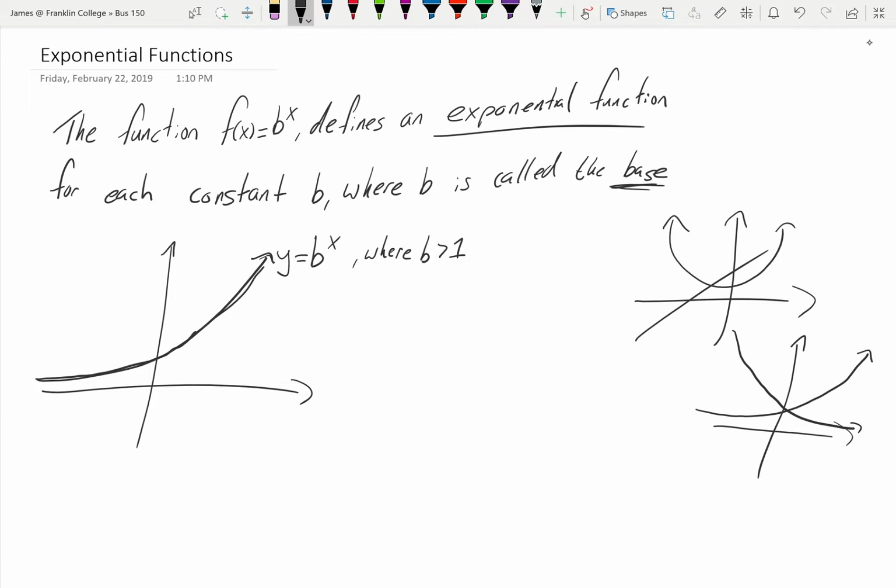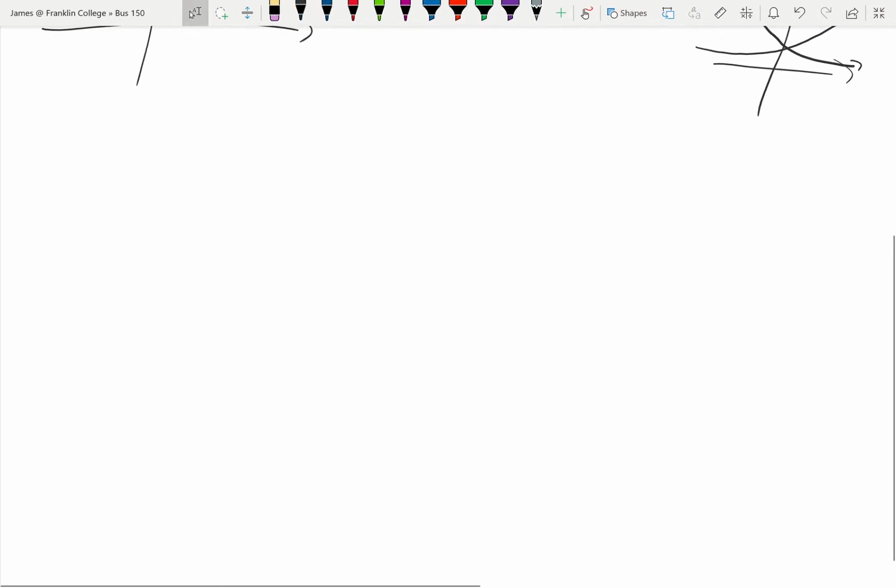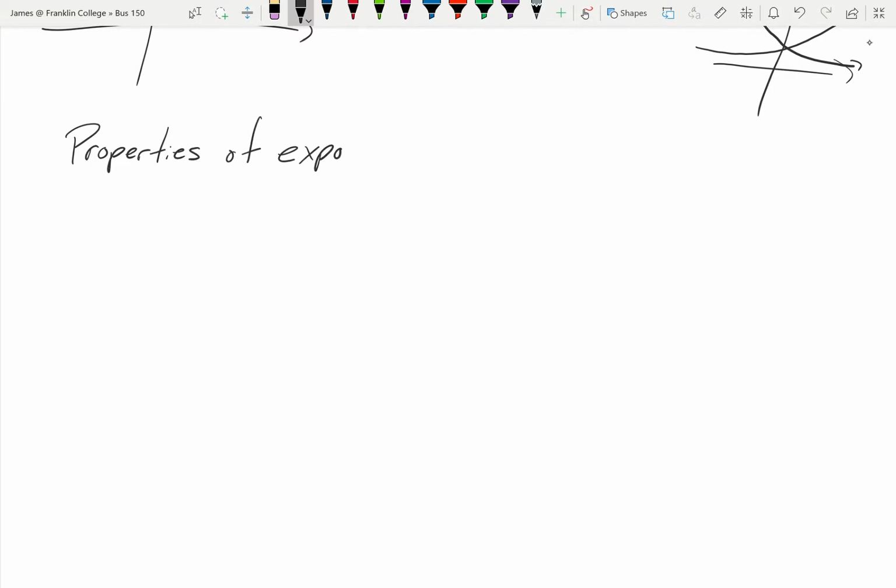When b is between 0 and 1, it looks like a decaying function, where y equals b raised to the x, where b is between 0 and 1. And note that both of these cross through the y-axis, where y equals 1. Alright, so let's talk about some properties of exponential functions.